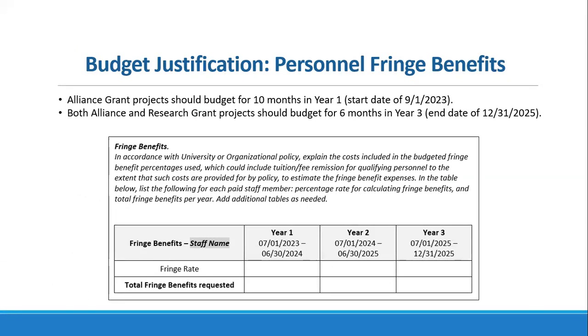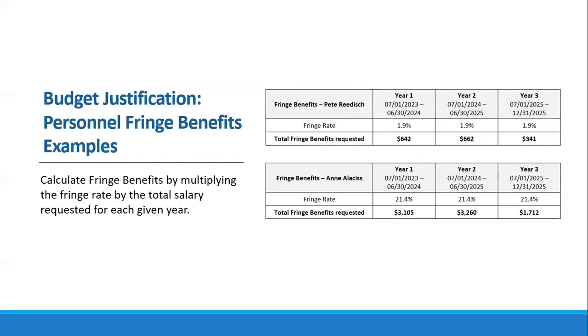Next, you'll enter the fringe benefits for each staff member. And each of these will be listed in their own separate table as well. Here are two examples. I believe one of these is from the research and one of these is from the Alliance as well. And for both of these, the fringe rate is listed as the same year by year.